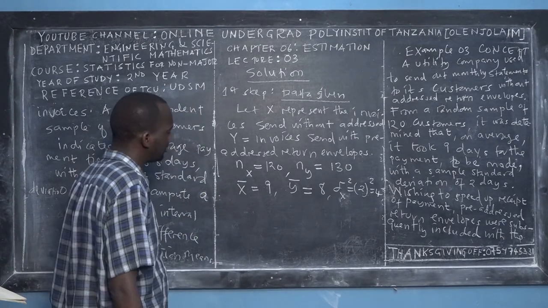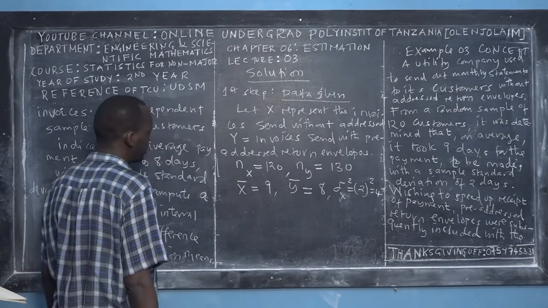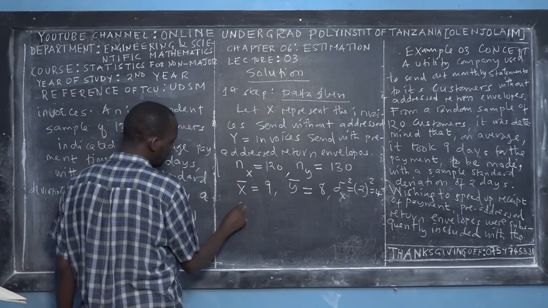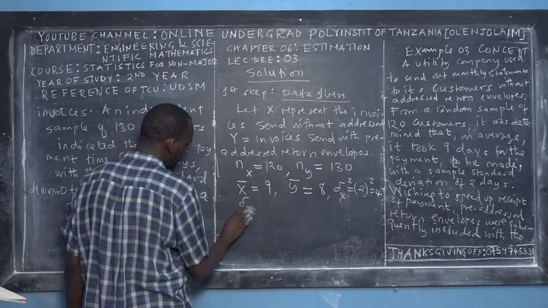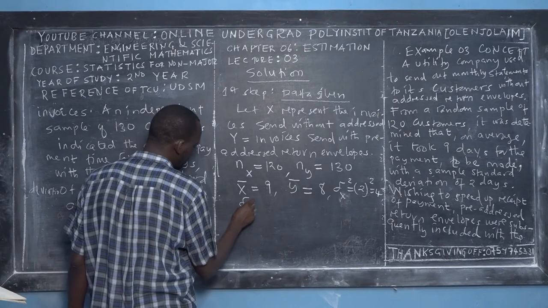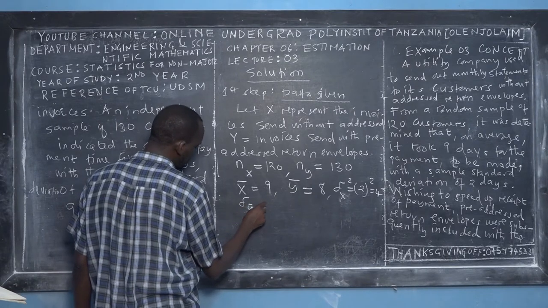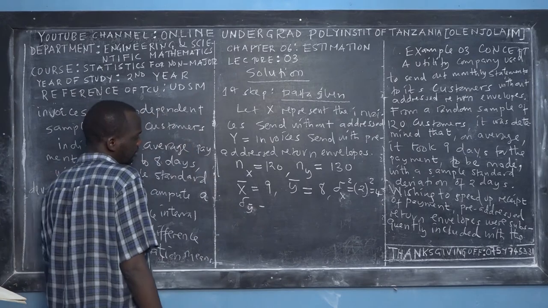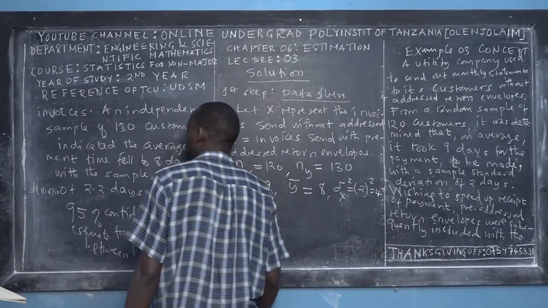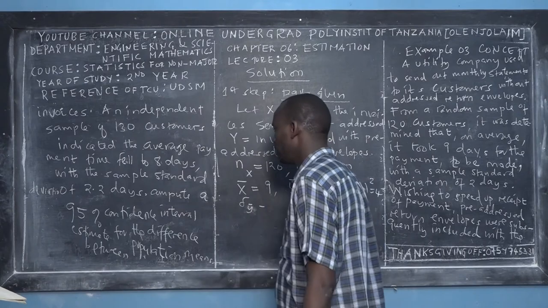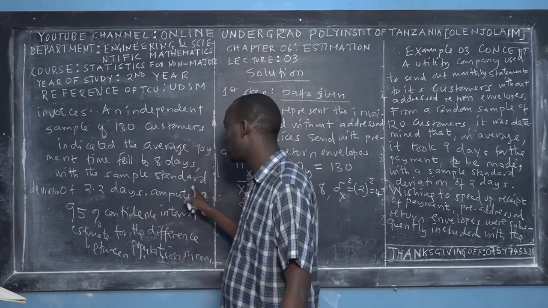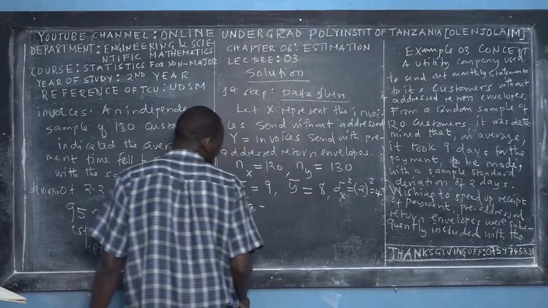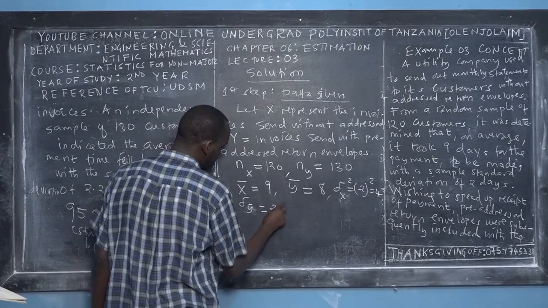So what is 4? Then we need what? Some distributions of means of what? Of Y. Okay, then we say that the standard deviation for population Y is one, with the sample standard deviation of 2.2 days. So this is 2.2 days.